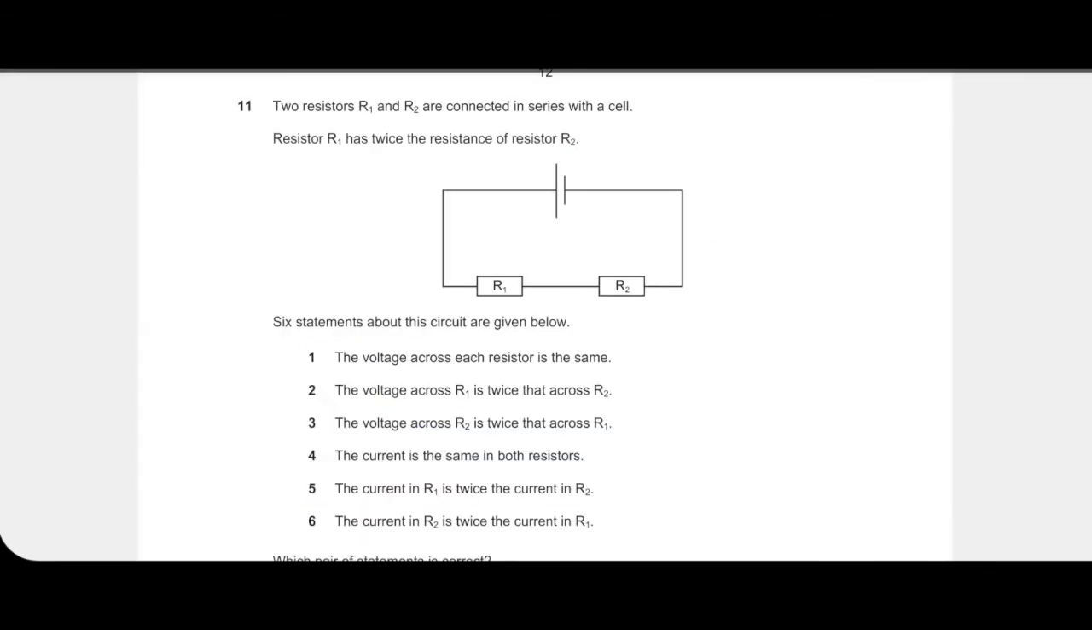Question number 11. Two resistors, R1 and R2, are connected in series with a cell. Resistor R1 has twice the resistance of resistor R2. 6 statements about this circuit are given below. The voltage across each resistor is the same. The voltage across R1 is twice that across R2. The voltage across R2 is twice that across R1. The current is the same in both resistors. The current in R1 is twice the current in R2. The current in R2 is twice the current in R1. Which pair of statements is correct?